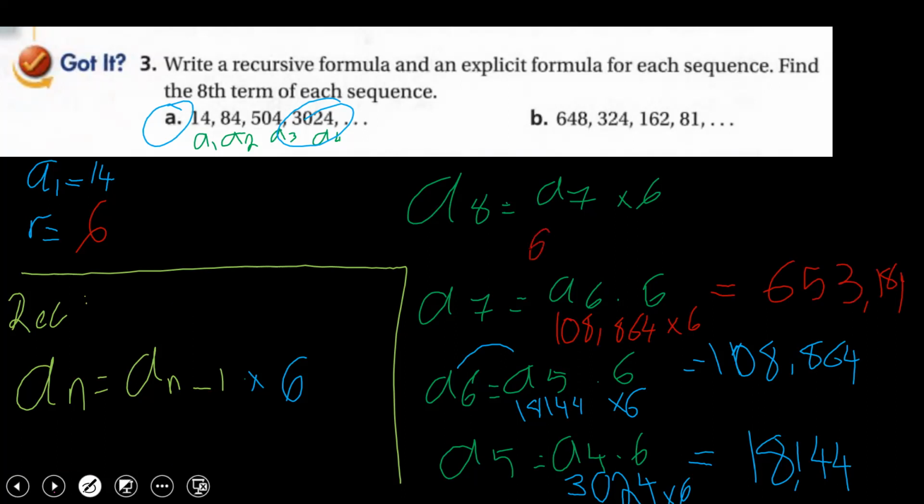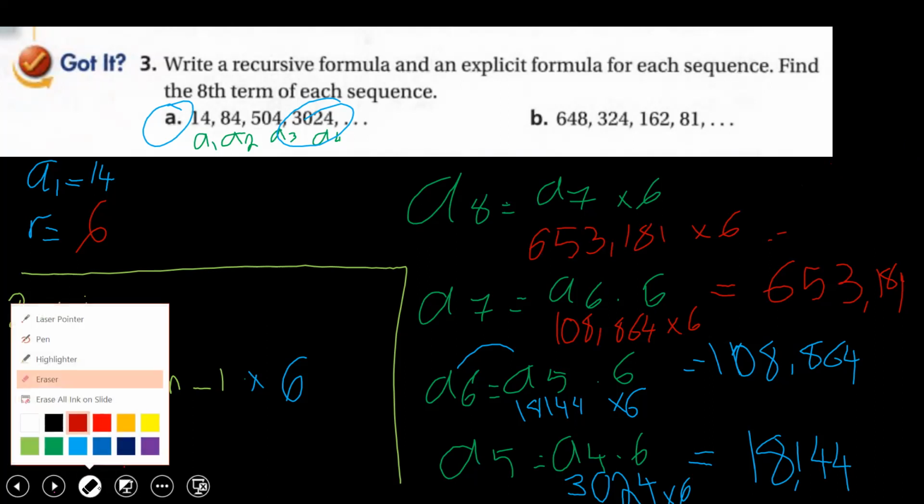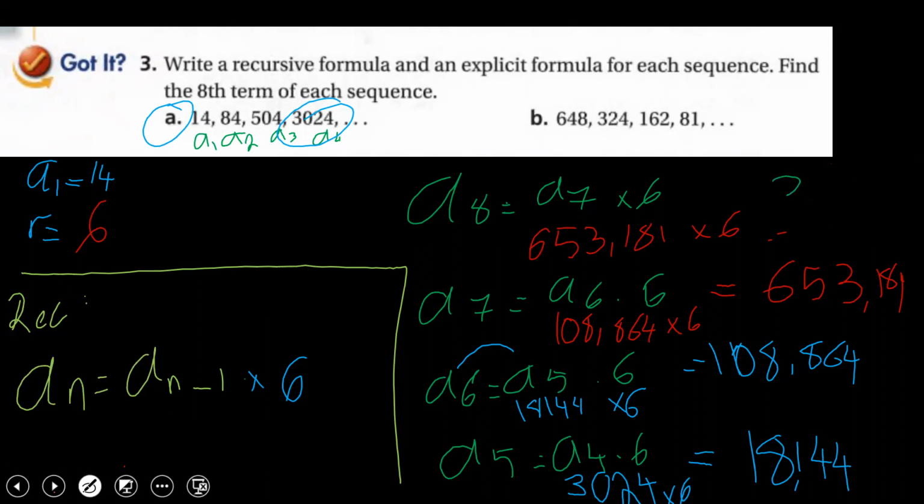And finally, this term, if you multiply it by 6, you will get the previous number that we talked about. It will be 3,919,104. This will be A sub 8.